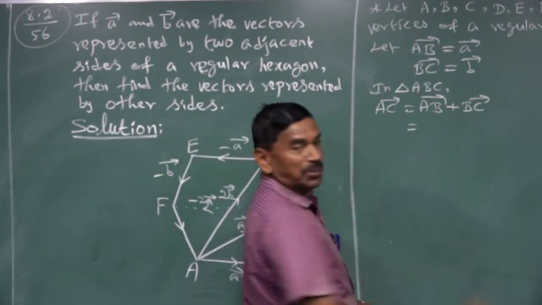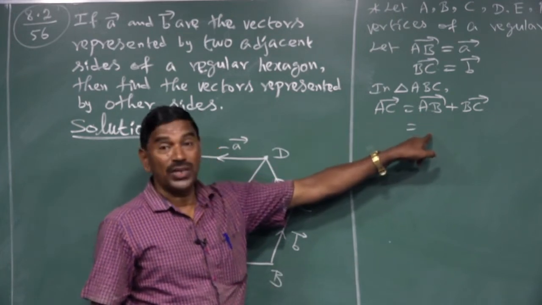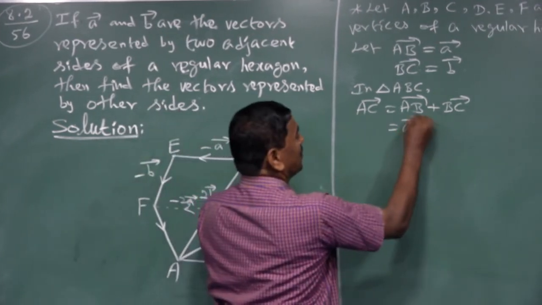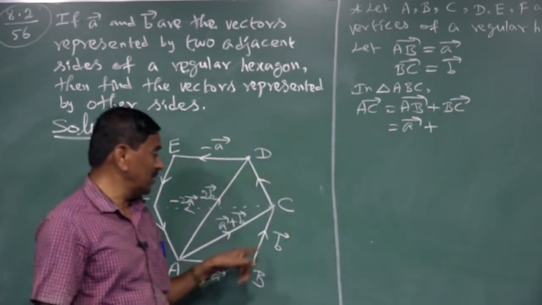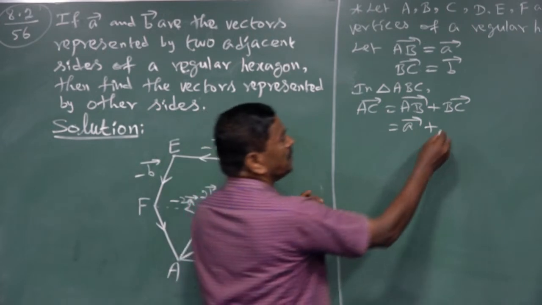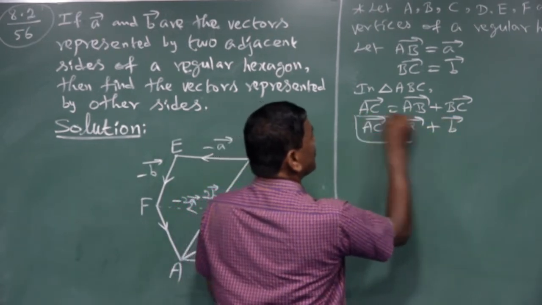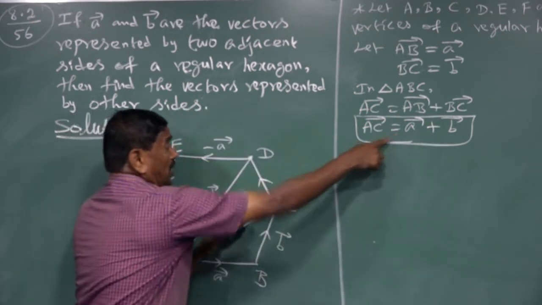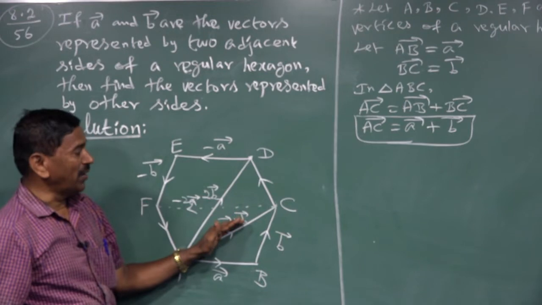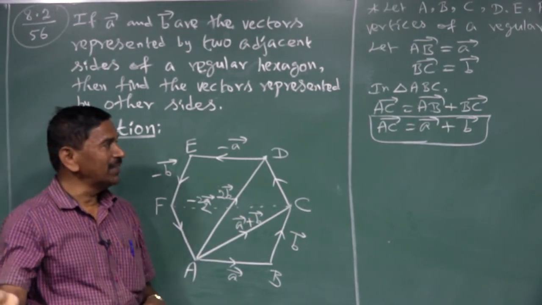Okay. Next step yourself. Thank you. AB vector is equal to A vector. Next. Very good. BC vector is equal to B vector. That is AC vector. Yes, we find out AC vector is equal to A vector plus B vector. Now, next step please.